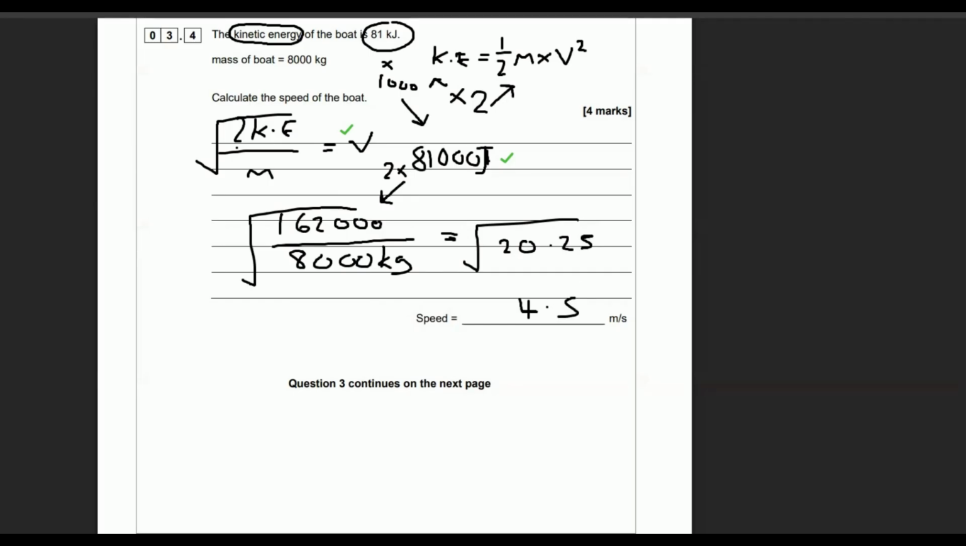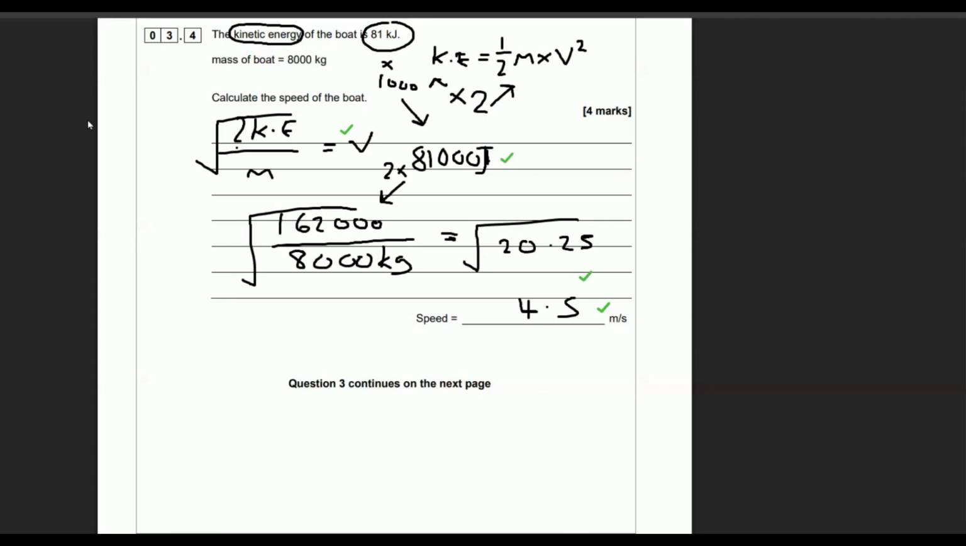So the way the marks work out, we've already picked up two, one for the conversion, one for the correct rearrangement. Smash that in the calculator, square root that, you get 20.25, square root that, you get 4.5. Lovely. Now, you don't have to times both sides by 2. If you check the mark scheme, they don't do that. A level, they tend to always times by 2. You can just do the kinetic energy, which would be 81,000 once you put it into joules, divided by 0.5 times 8,000, which is 4,000. You're going to get the same answer, 20.25, then square root it to get 4.5, just in case you were wondering.